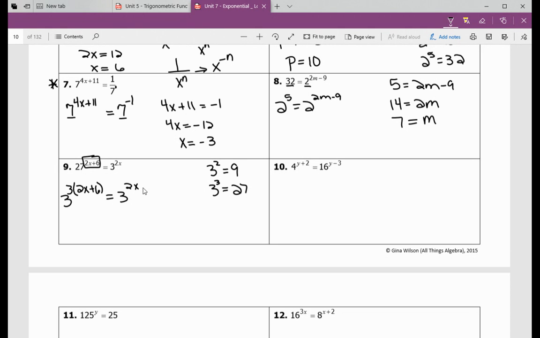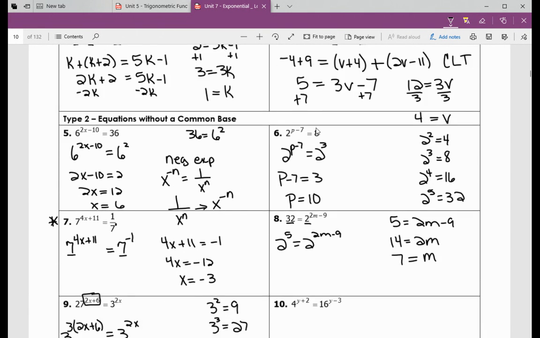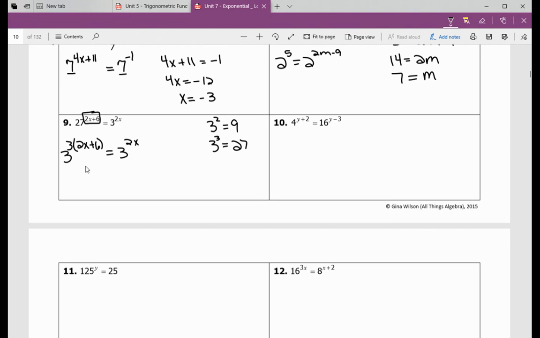Now I'm multiplying these together because it's not a 3 times a 3 in that bottom like it was when we were up here with the tens. Okay, it's just one 3. So I'm going to distribute this and set it equal to 2x. So 3 times 2 is 6x. 3 times 6 is 18. And that gets set equal to the 2x that's on the other side. So I distributed here. That's where I got the 6x plus 18.